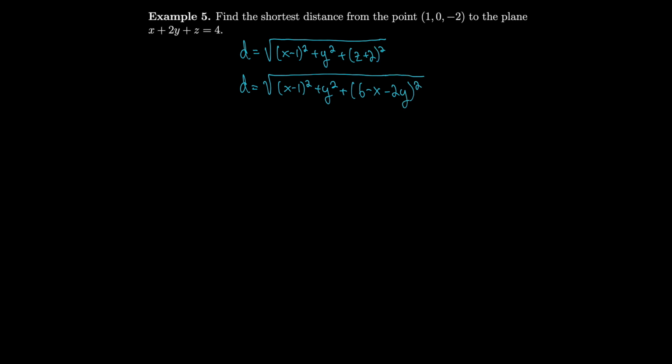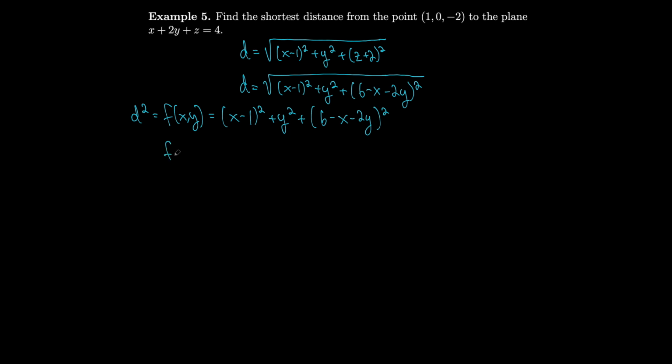As we saw in section 4.7, I think it was example 3, when maximizing or minimizing, in this case, the distance D equal to the square root, that's the same thing as minimizing D squared, which is going to be our f of x, y, and that's a lot easier. So that's just x minus 1 squared plus y squared plus 6 minus x minus 2y squared.